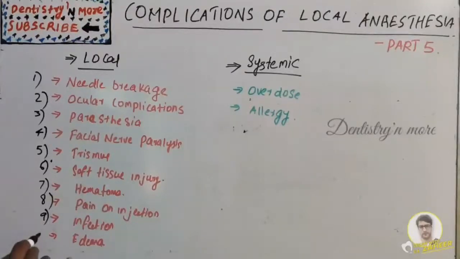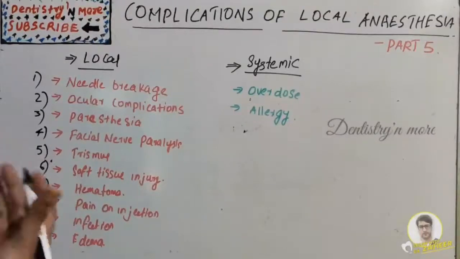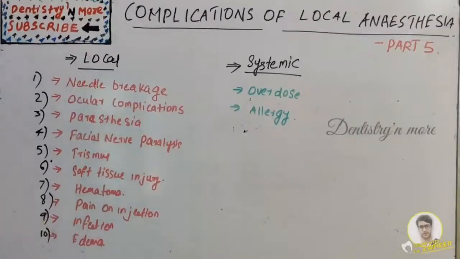And the last one in local complications is edema. The main causes are trauma, infection, allergy, hemorrhage, and injection of irritating solution, that is alcohol or cold solution. We can manage it by giving analgesics for pain, and if a large edema is there, we can prescribe antibiotics. Now let's move on to systemic complications.